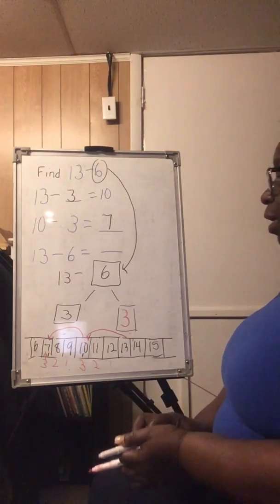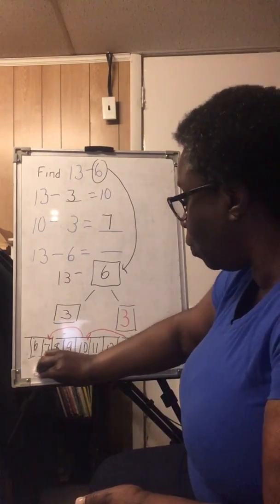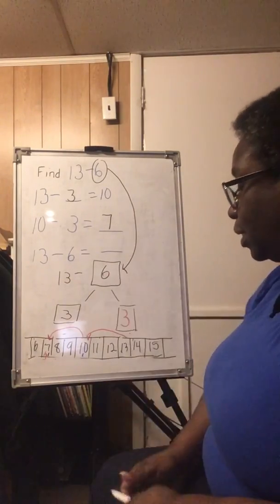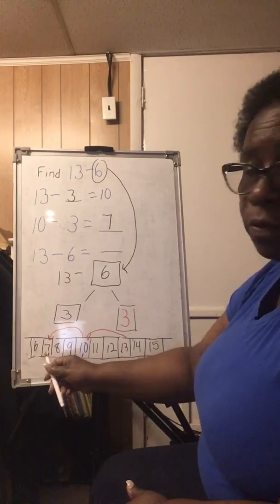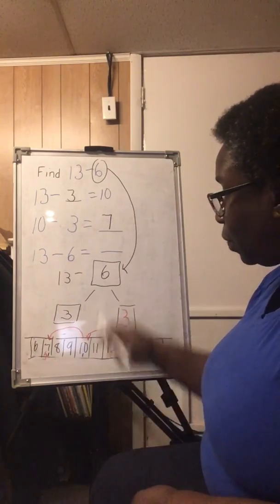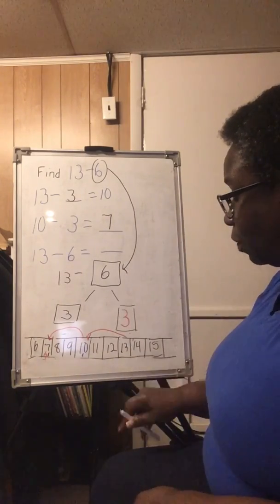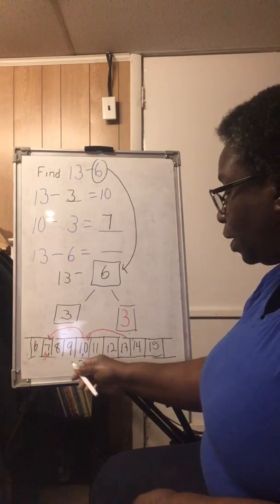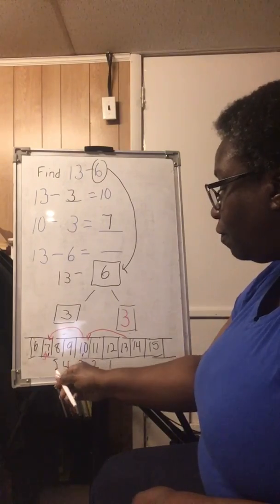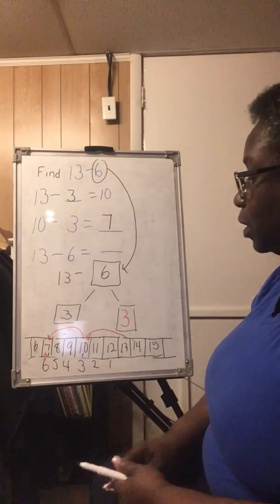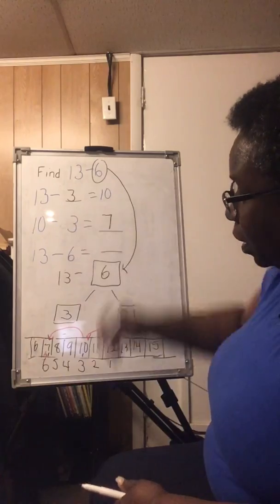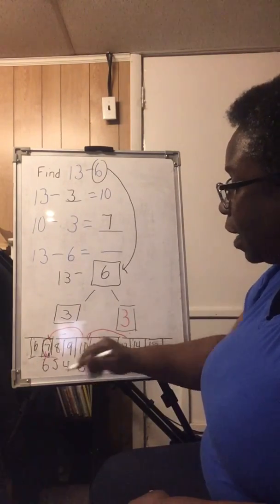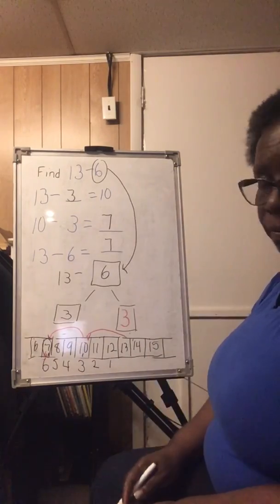Okay. So our equation wants us to find out what is 13 minus 6. So all of these numbers we move is 6. Let's find out what this is going to be. Not starting with 13, start with 12. 1, 2, 3, 4, 5, 6. Because we took 6 numbers away from 13. So 13 minus 6 leaves us with our 7.